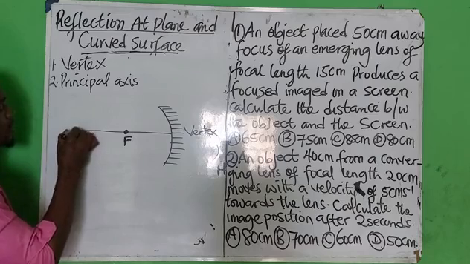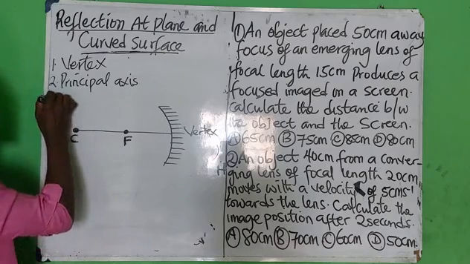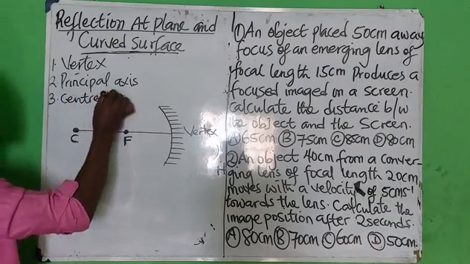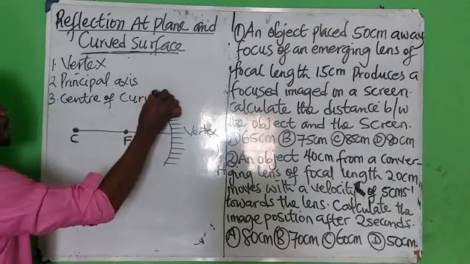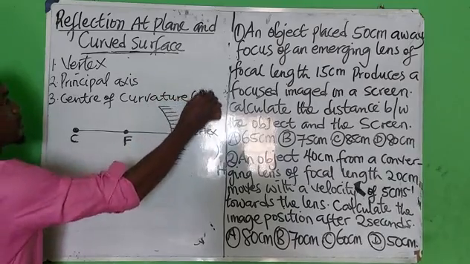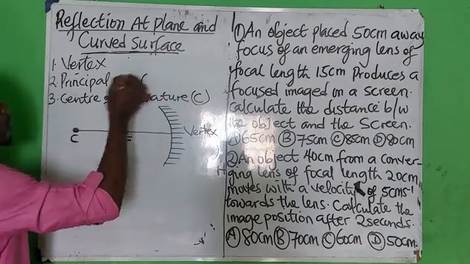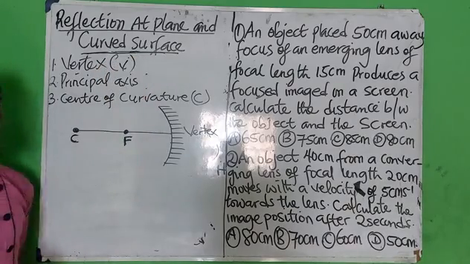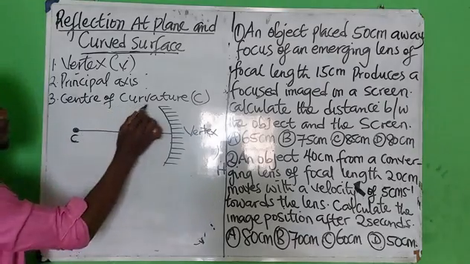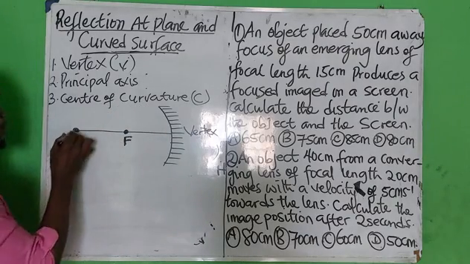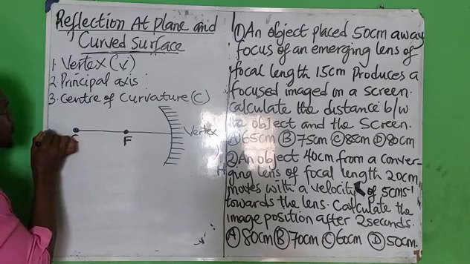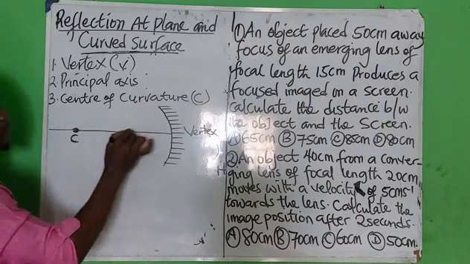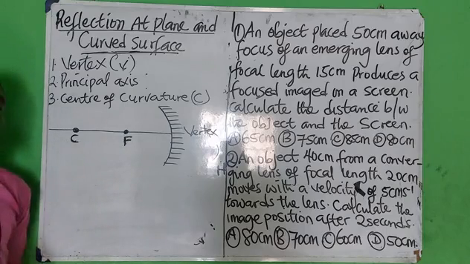That is the center of curvature, written as C. Then V is the vertex. The center of curvature of a mirror is that point that allows light rays to pass through it, thereby forming different sections.